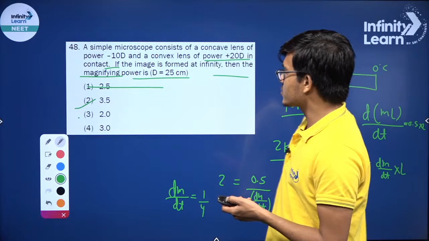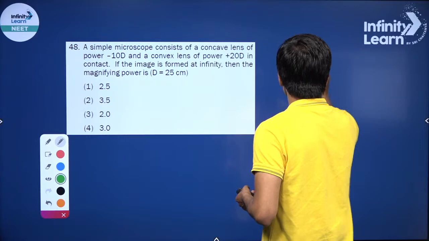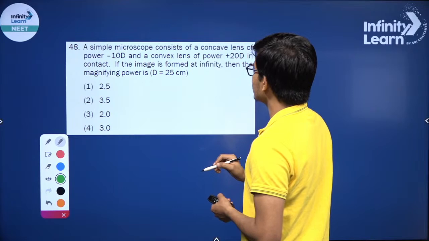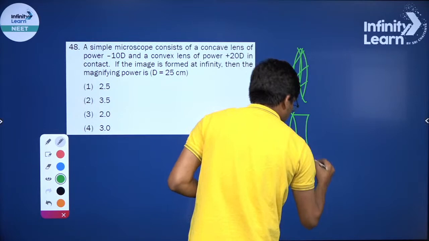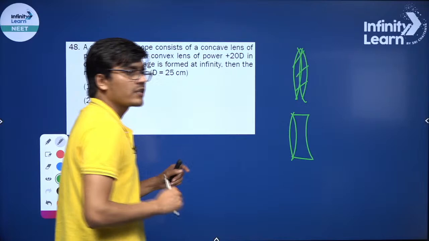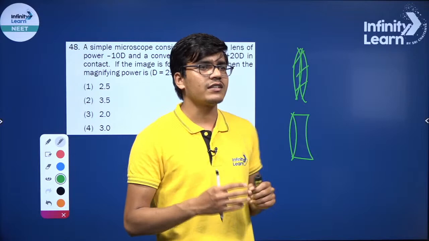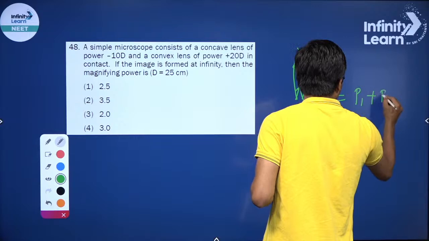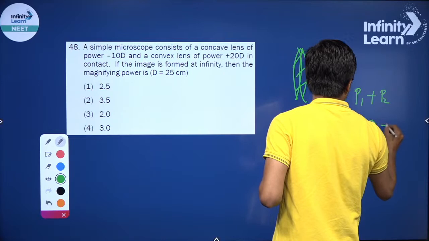Question number 48. So this is again a good question, I should say. You are having a simple microscope consisting of a convex lens and a concave lens. So there is one convex lens and the other is a concave lens and both are in contact. Whatever nature of lenses are there, it doesn't matter. You just add the powers for the combination. So the first power is minus 10 D and the next one is plus 20 D, so power will be 10 D.